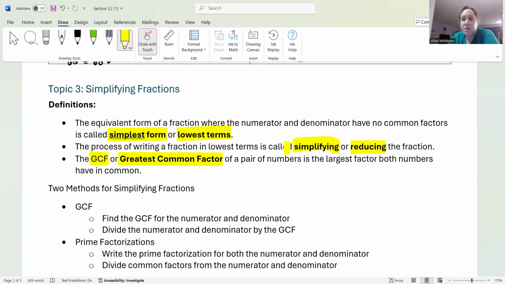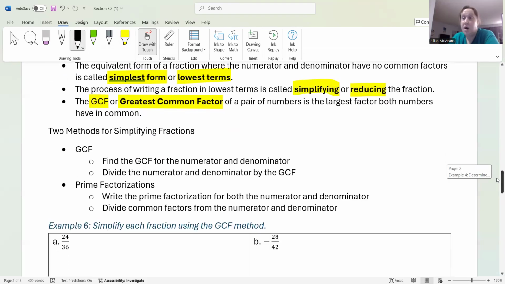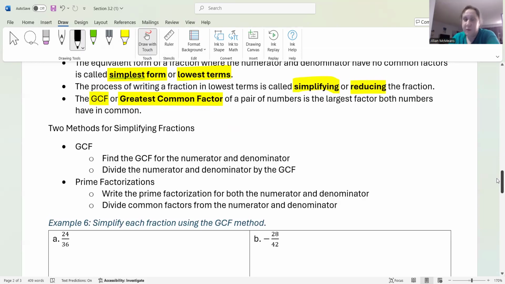Those definitions are all really important, but for now, let's dive into the two methods for simplifying fractions. I'm going to outline them both, and then we're going to practice each one individually. Then we have a couple of application problems. So the two methods for simplifying fractions are using the GCF, the greatest common factor, or using prime factorizations that we talked about a couple of videos ago.